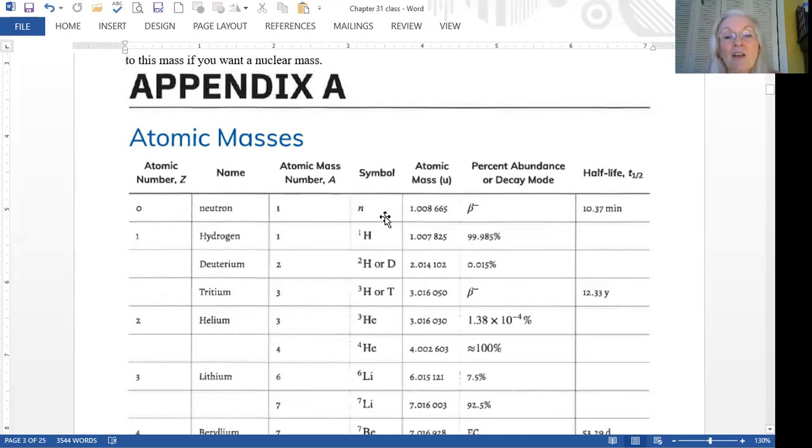You notice it gives us a value for the mass of the neutron, and you will use it. They give you a value for the mass of the hydrogen-1. Hydrogen-1 has no neutrons, and so we're going to use this for the mass of the proton. The nucleus in hydrogen-1 only has a single proton, and this is the number we'll use.